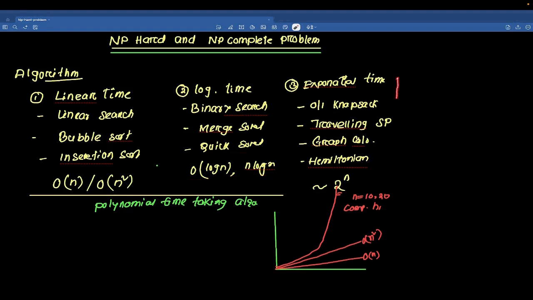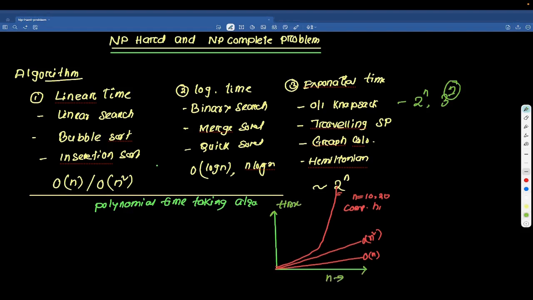And also, we have another set of algorithms where the time complexity is order of 2 to the power n or 3 to the power n, where n is the size of data. If we see the graph for computation time and the size of n, or the size of data, then we can see that order of n square or order of n kind of algorithms grow very slowly along with the increase in the number of data. However, the algorithms with exponential time grow very fast.